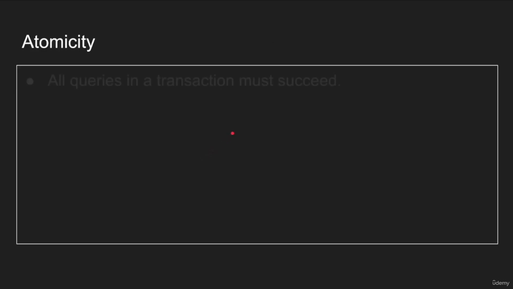So talk about atomicity. Really, all the queries in a transaction must succeed. That is the definition of atomicity. We talked about what a transaction is in the transaction lecture, and we said that all the queries in a given transaction are considered to be one unit of work. And that kind of defines what atomicity really is, right?